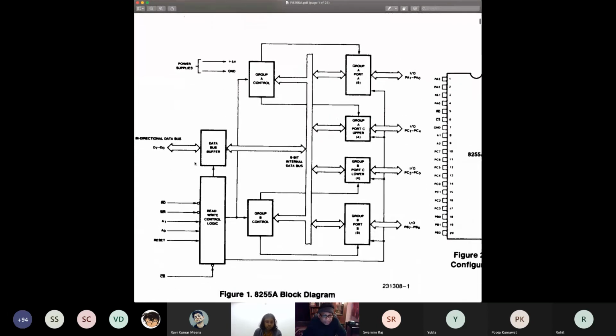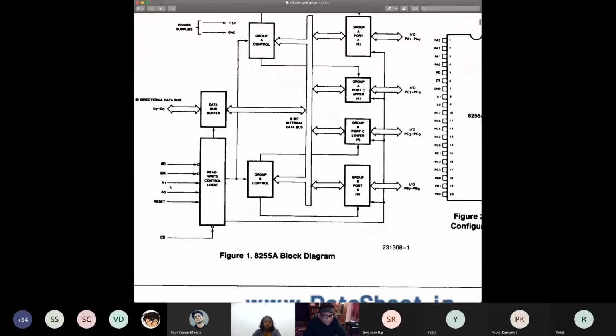Then there is the power supply. It's a 5-volt power supply, and there is addressing: read, write, reset, A0, A1, chip select. So these are the addressing and control. It needs 2 bits of address. So 2 bits of address means there are 4 registers. There are 4 registers.